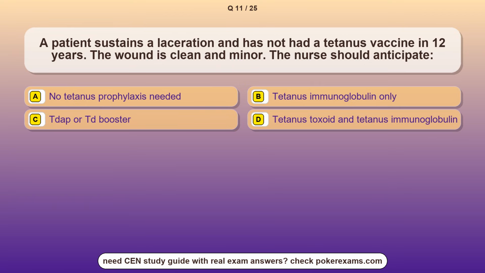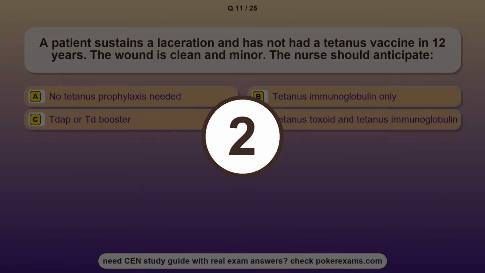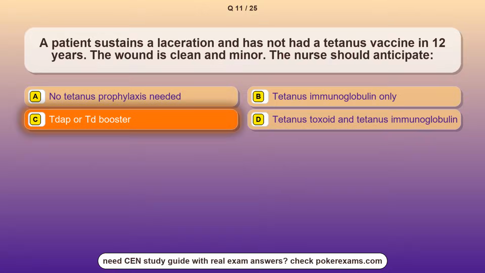Question 11. A patient sustains a laceration and has not had a tetanus vaccine in 12 years. The wound is clean and minor. The nurse should anticipate: Option A. No tetanus prophylaxis needed. Option B. Tetanus immunoglobulin only. Option C. Tdap or Td booster. Option D. Tetanus toxoid and tetanus immunoglobulin. The correct answer is option C, Tdap or Td booster.